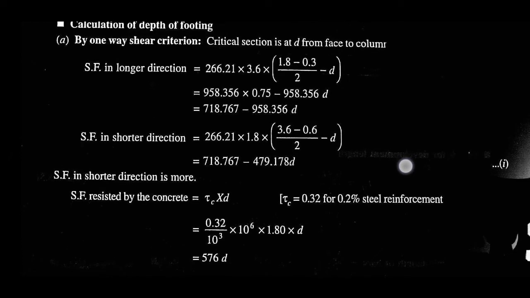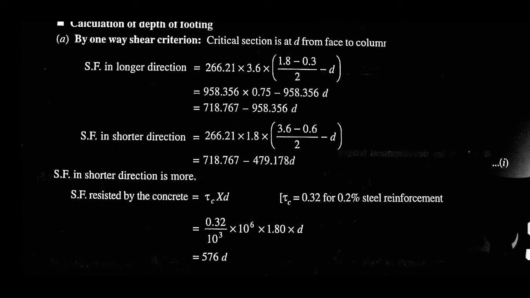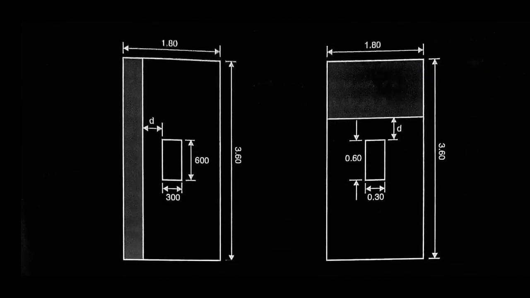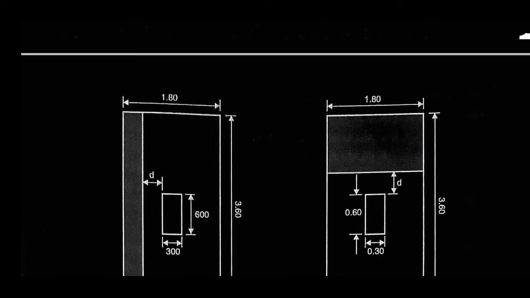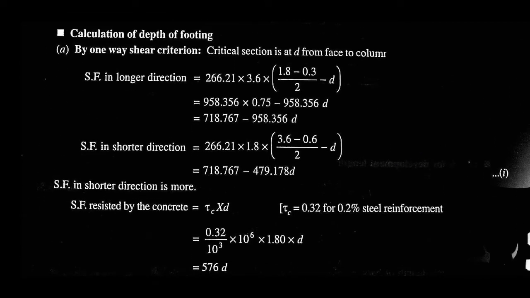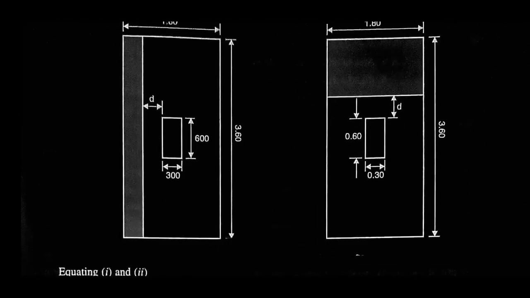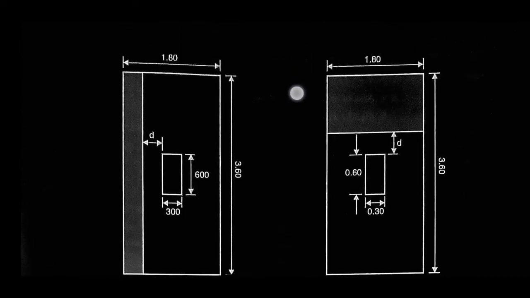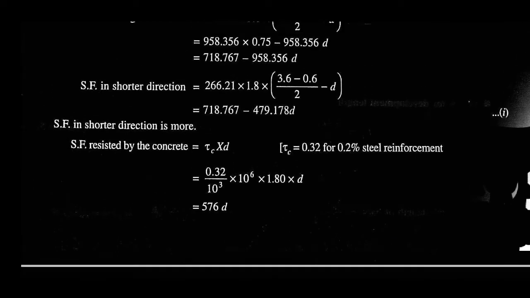So first check out the diagram of footing. So this is the diagram. Shorter side is 1.80 and longer is 3.60. Okay. So the critical section is at d from the face of column, as you see here. Critical section is at d from the face of column.